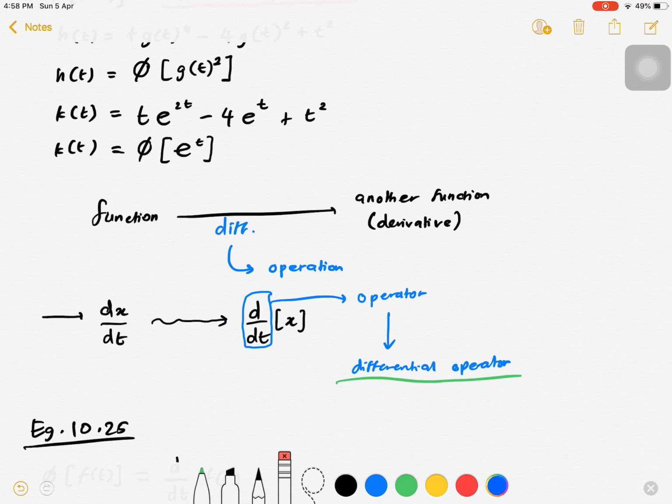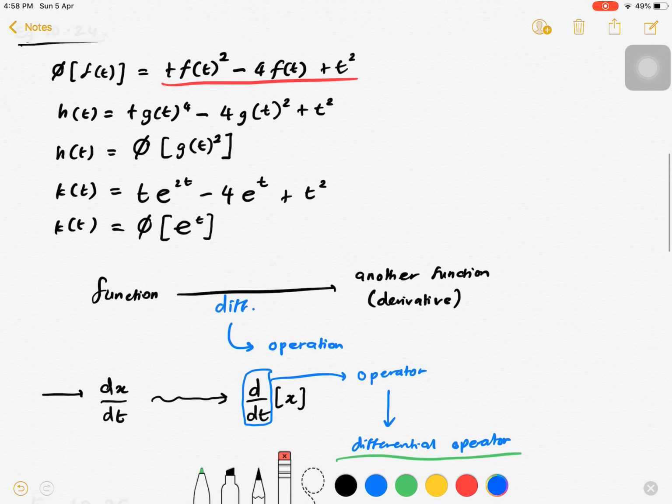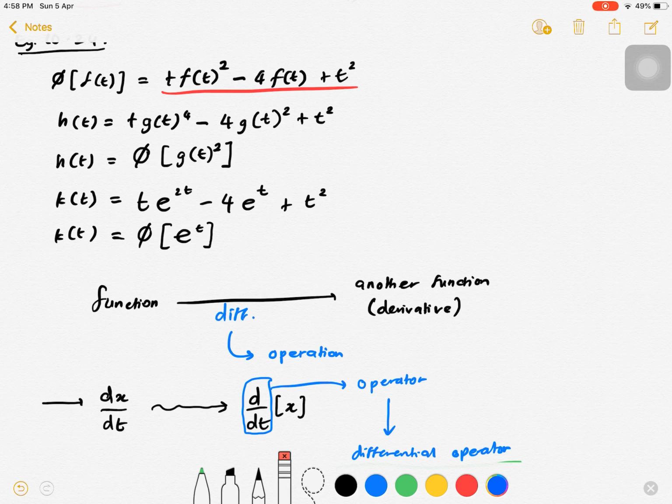Now we can learn about what is differential operator. So you know that an operator is changing one function into another function. But we know that differentiation also changes one function into another function. And the other function is actually the derivative of the original function. Right.